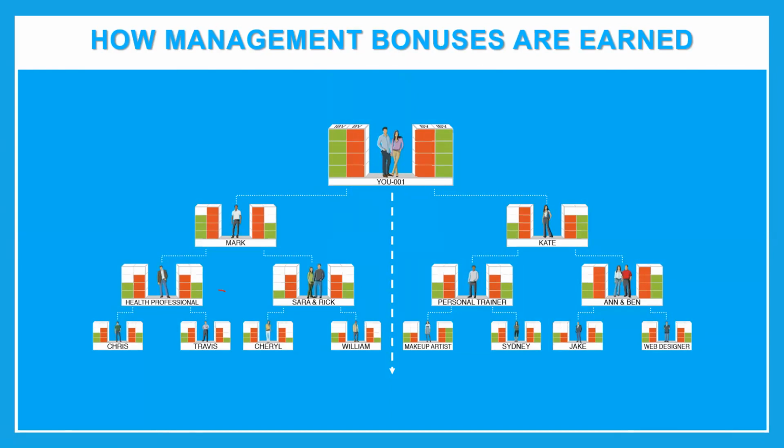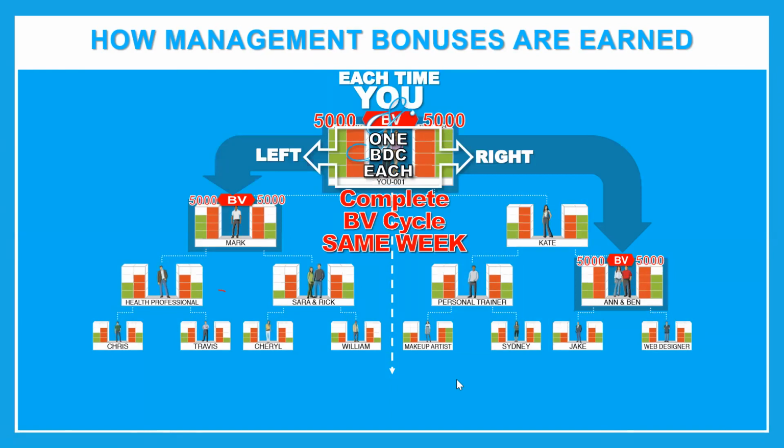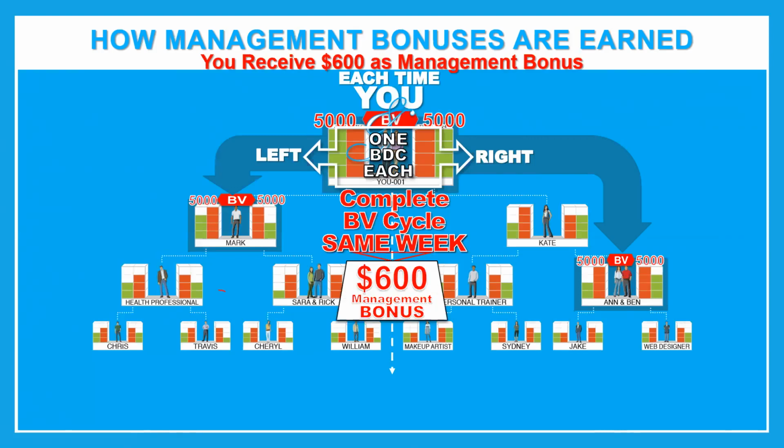Now, management bonuses are extra money that you're able to earn when you and one business development center on each of your left and right side of your organization cycle on the same week. So what that means, 5,000 on your BDC and 5,000 on both one of your left, one of your right, on the same week. Then what happens is, the company will give you $600 management bonus.